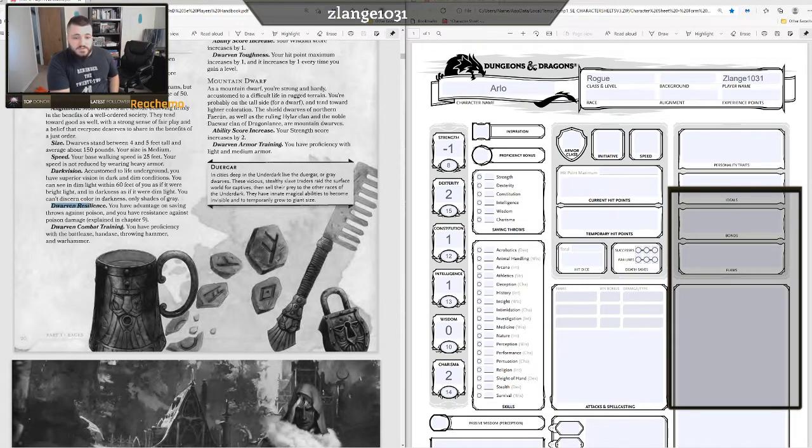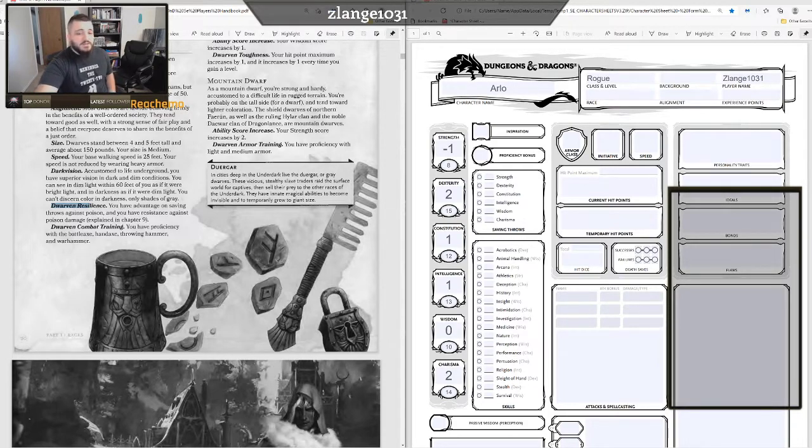And then when it talks about you have resistance against poison, resistance means you take half damage. Doesn't matter the cause. Let's say dwarves are resistant to poison. If a dragon uses its breath and it just happens to be elemental poison, then you take half damage for it. Does not matter. Half damage.